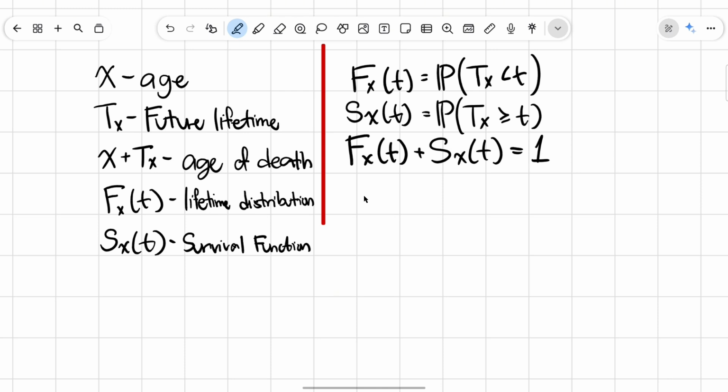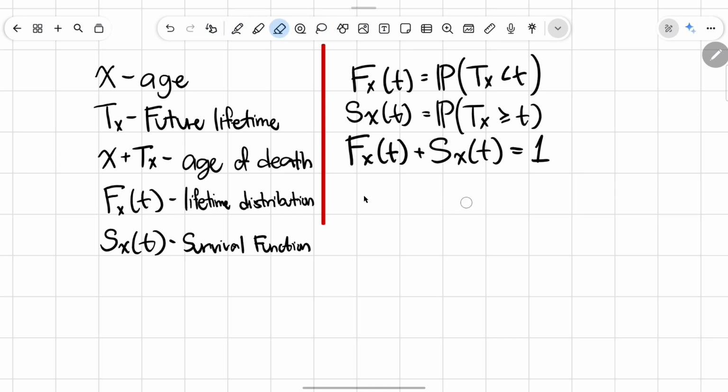Now we will relate the random variables Tx and T0 to derive a new formula. When we say Tx, this is the future lifetime of a person age x, whilst T0 is the future lifetime of a newborn person.